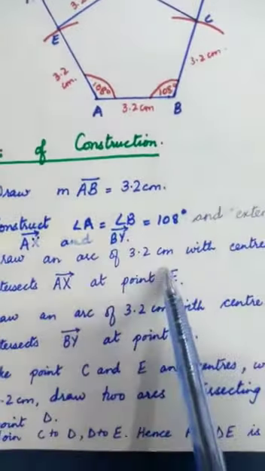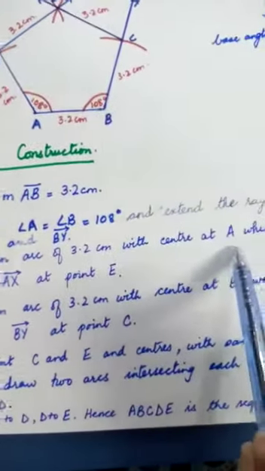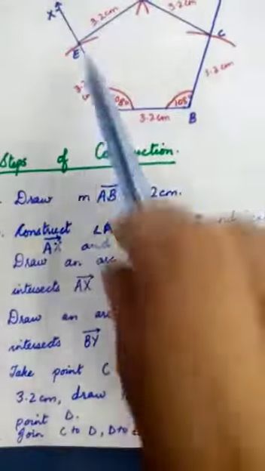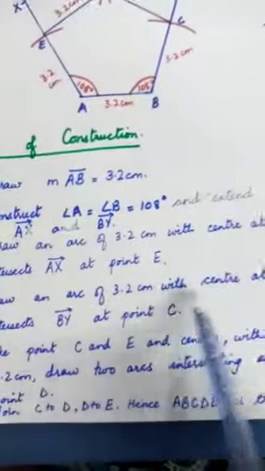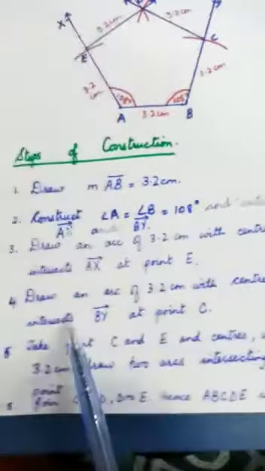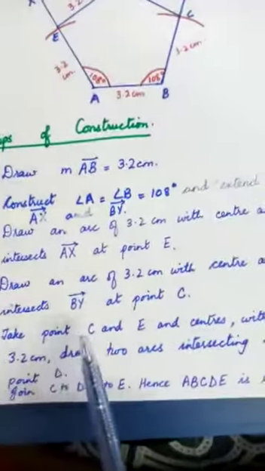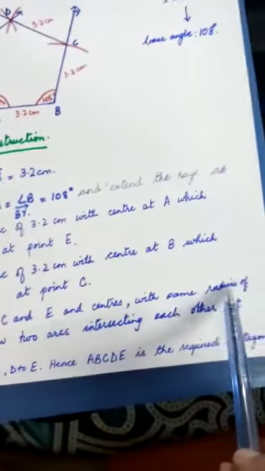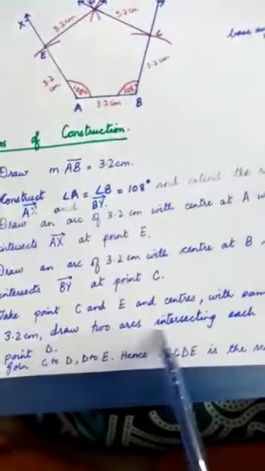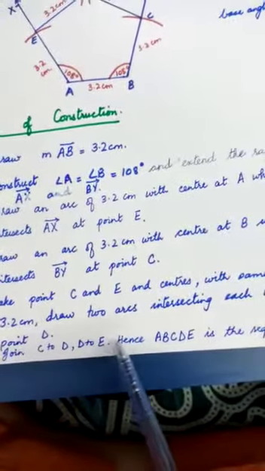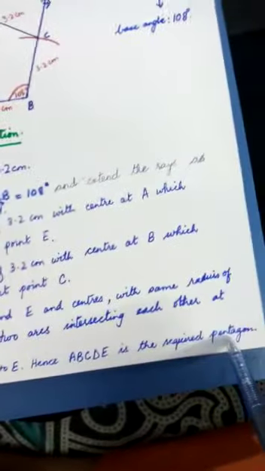Draw an arc of 3.2 centimeter with the center at A, which intersects AX at point E, as you can see here. Then draw an arc of 3.2 centimeter with center at B, which intersects BY at point C, as you can see here. Then take point C and E as centers with the same radius of 3.2 centimeter. Draw two arcs intersecting each other at point D. Join C to D, D to E, hence ABCDE is the required pentagon.